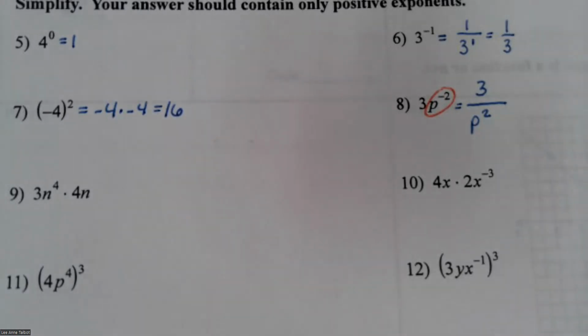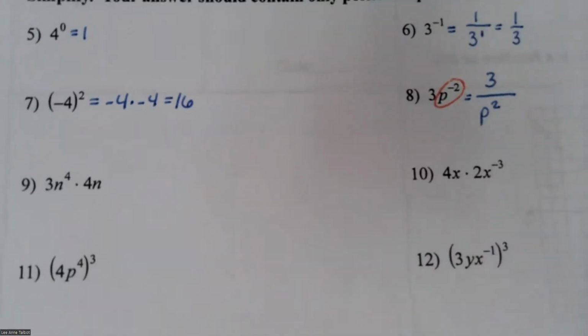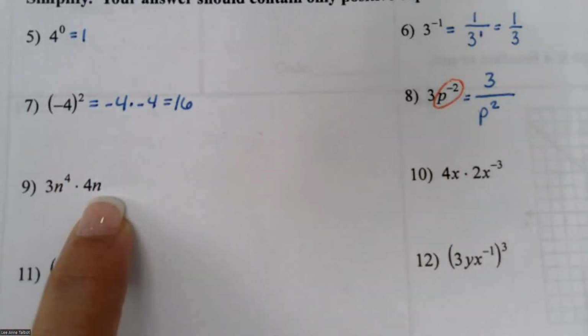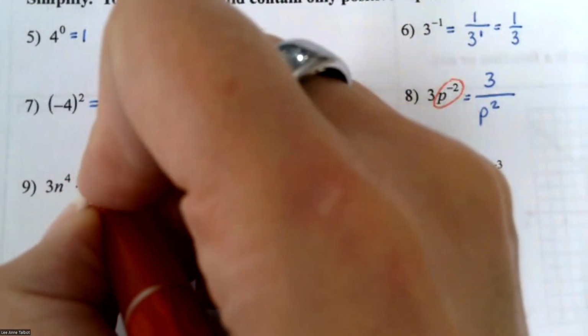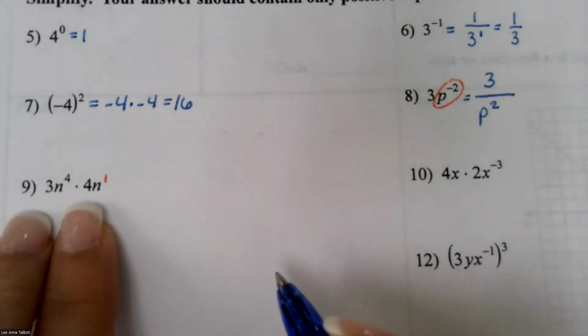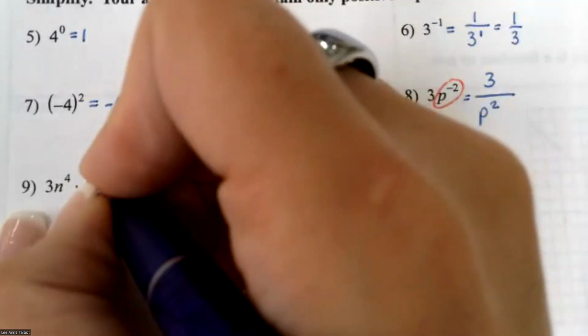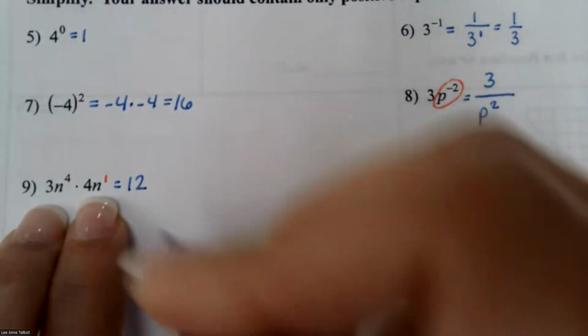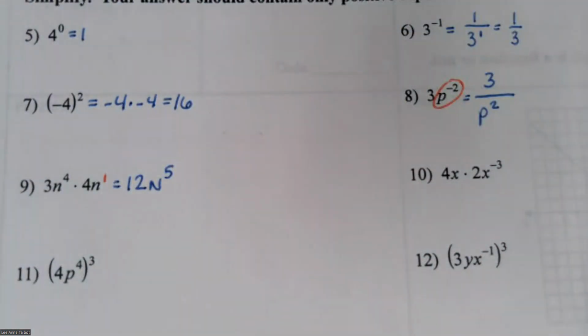Number 9. How are we 9 problems in already? Okay. Speaking of the little power that we don't write, this little n here without anything has a 1 on it. We can't forget about him. Okay. So what we do is we multiply the numbers. So multiply the constants, add the exponents.